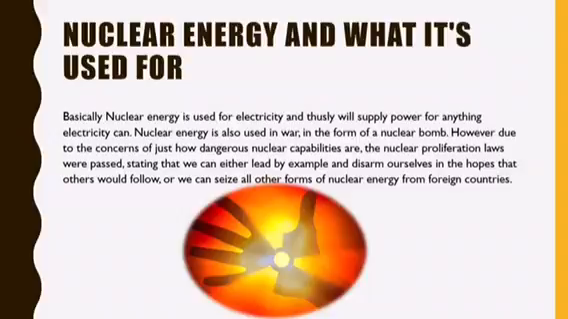Nuclear energy and what it's used for. Basically, nuclear energy is used for electricity and thusly will supply power for anything electricity can. Nuclear energy is also used more in the form of a nuclear bomb. However, due to the concerns of just how dangerous nuclear capabilities are, the nuclear proliferation laws were passed, stating that we can either lead by example and disarm ourselves in the hope that others will follow, or we can seize all other forms of nuclear energy from other foreign countries.